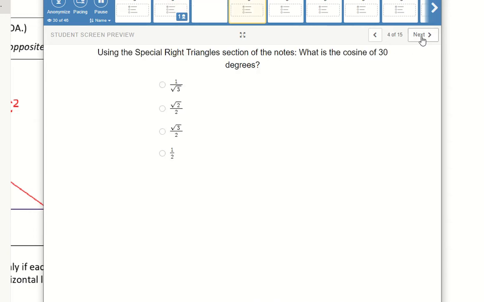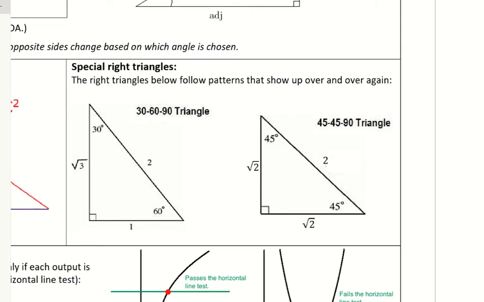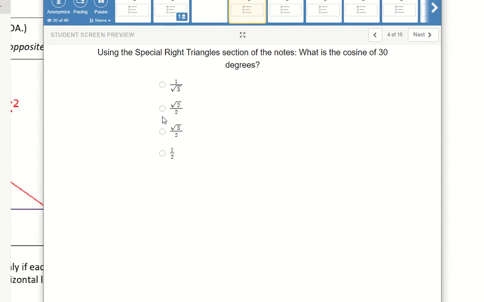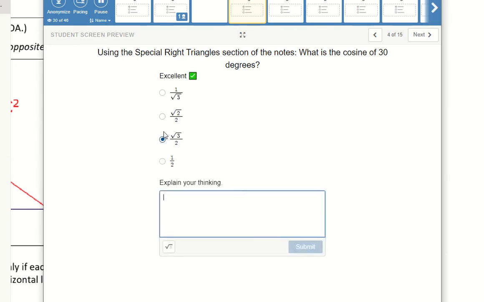Using the special right triangles, what is the cosine of 30? So we'll just keep working through it. Cosine of 30 is adjacent over hypotenuse, so square root of 3 over 2. Again, that's true for any 30-degree angle. Cosine equals adjacent over hypotenuse.